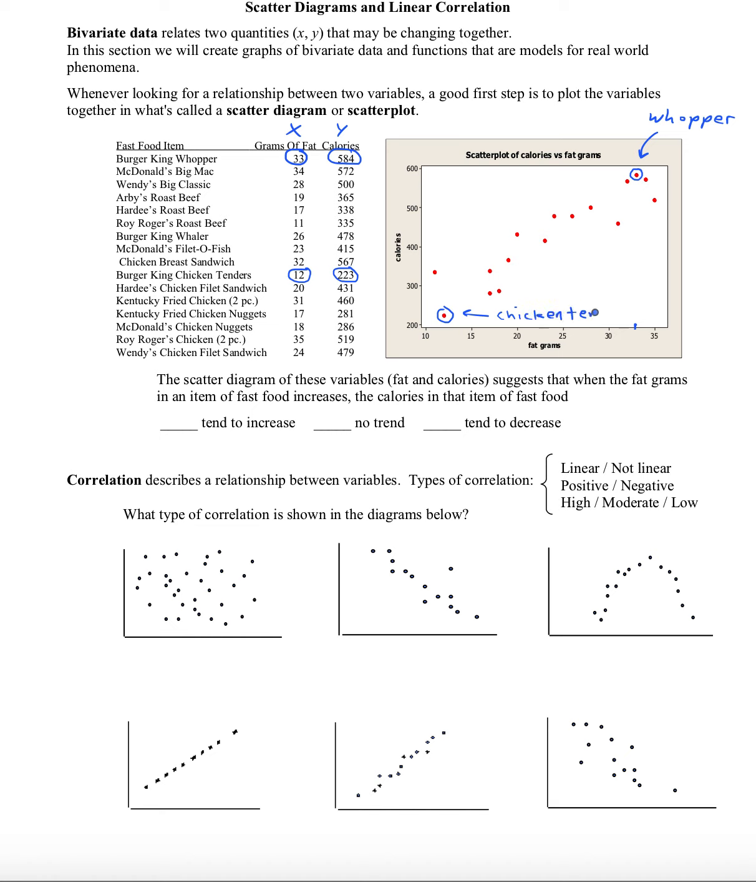Now what we're looking for in these types of graphs are trends. So when the fat grams of an item increases, what tends to happen to the calories of the item? Well, we see that as we go to the right, we're going to larger and larger values of fat. Then as we go up, we're going to larger and larger amounts of calories. So as the fat grams increase, we see that the calories tend to increase too. This is called a positive correlation.